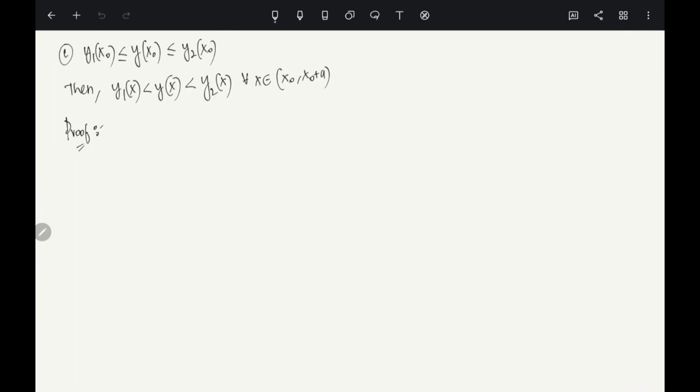So let's look at the proof. We'll just prove the one part; the other part is exactly the same, it doesn't matter. Let's say that y naught, which I am defining as y at the point x naught, is less than y2 at the point x naught. If something like this happens, then y of x should always be less than y2 at the point x. This is always true. Why? By the previous theorem.